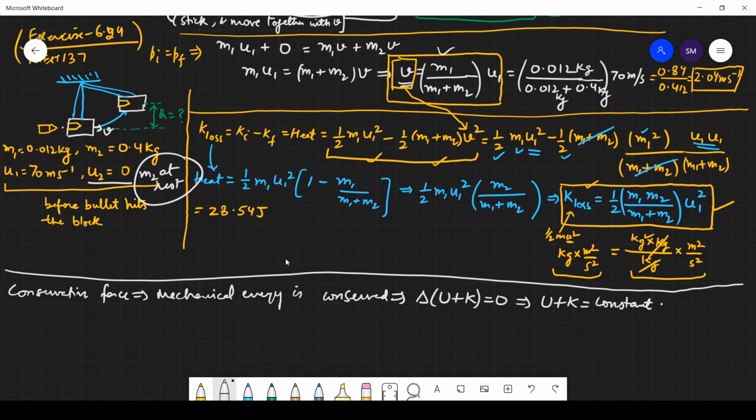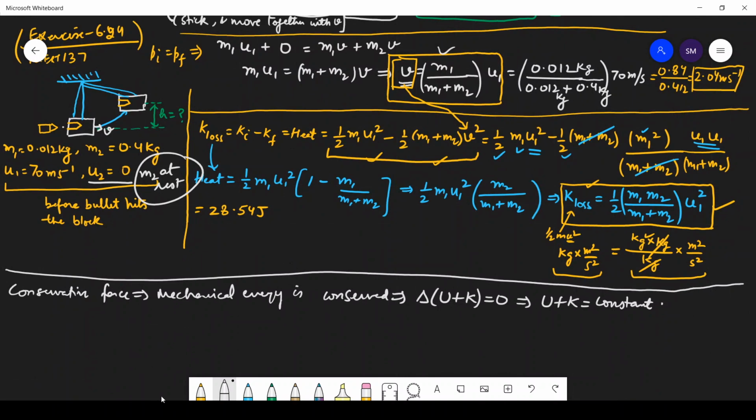Okay, so let us now do it. What was the mechanical energy here? As the block started moving with velocity v, we are still assuming the potential energy to be 0. So Ui plus Ki is equal to Uf plus Kf. Momentum was conserved, so that we have written. Now mechanical energy is conserved, so initial mechanical energy is equal to final mechanical energy.